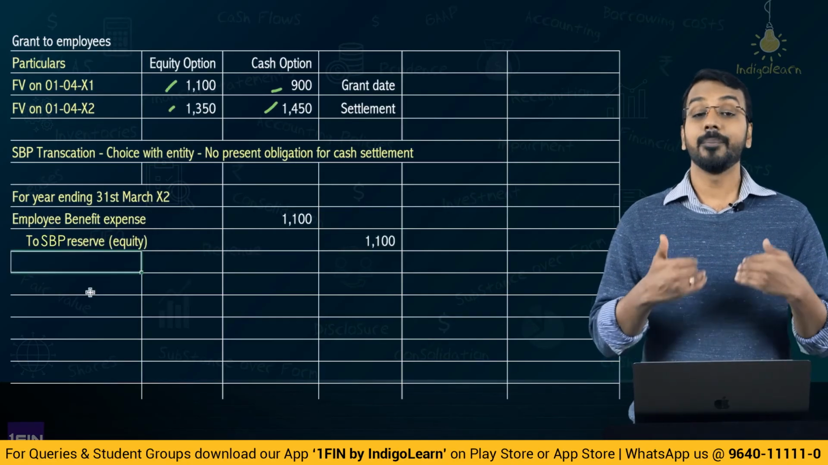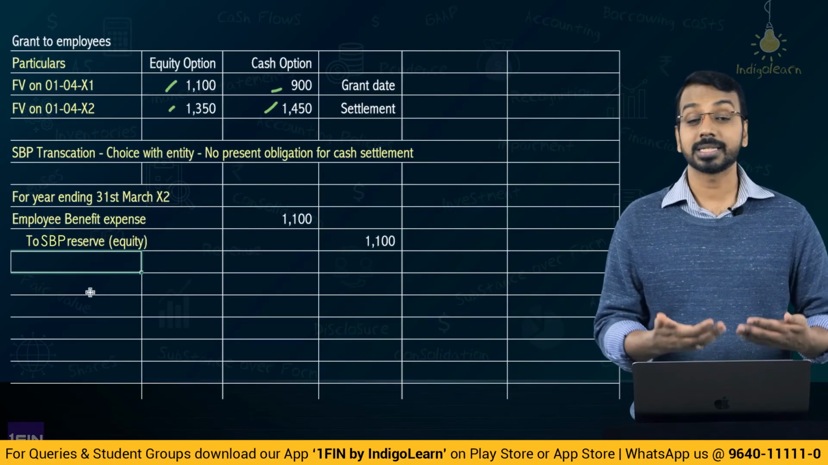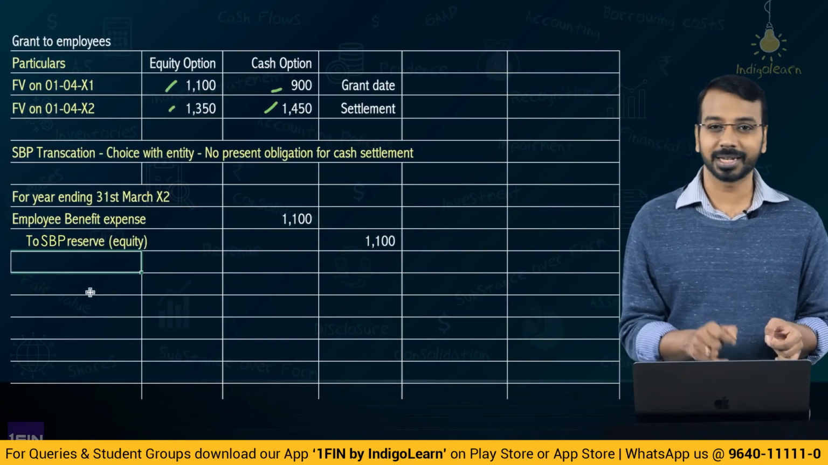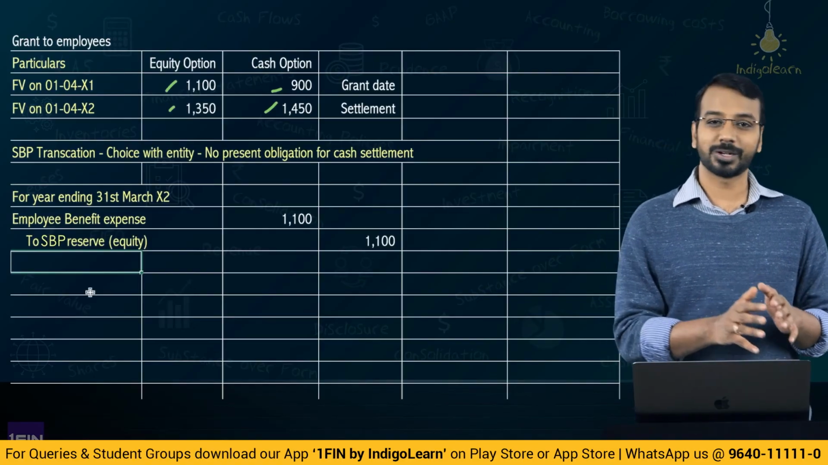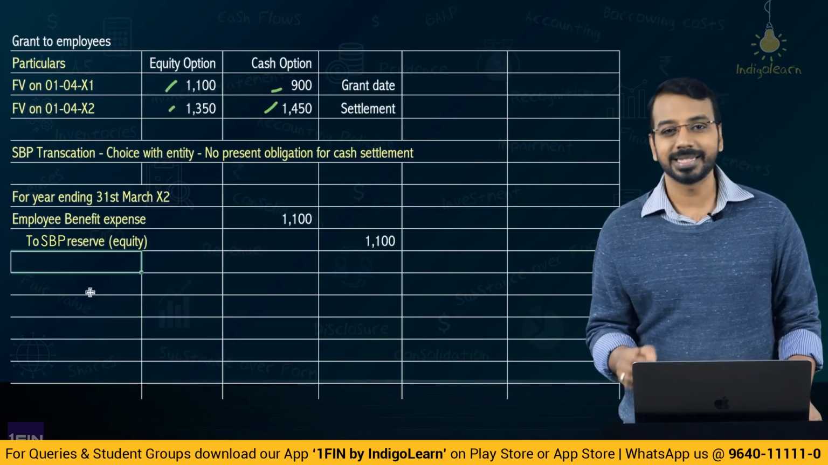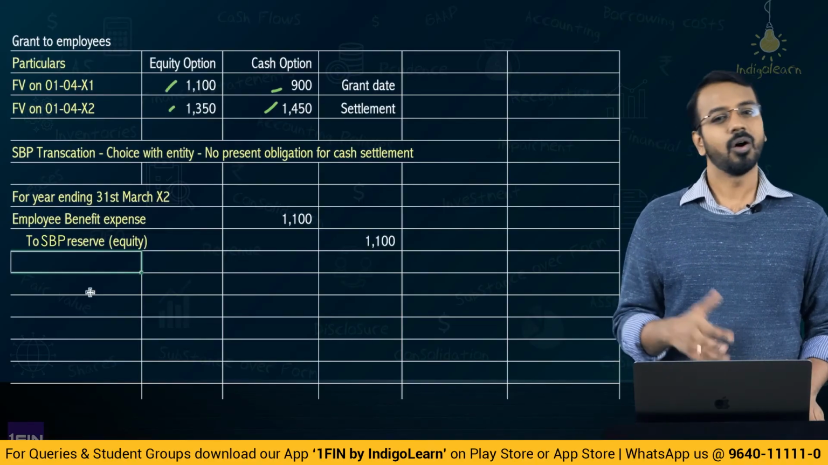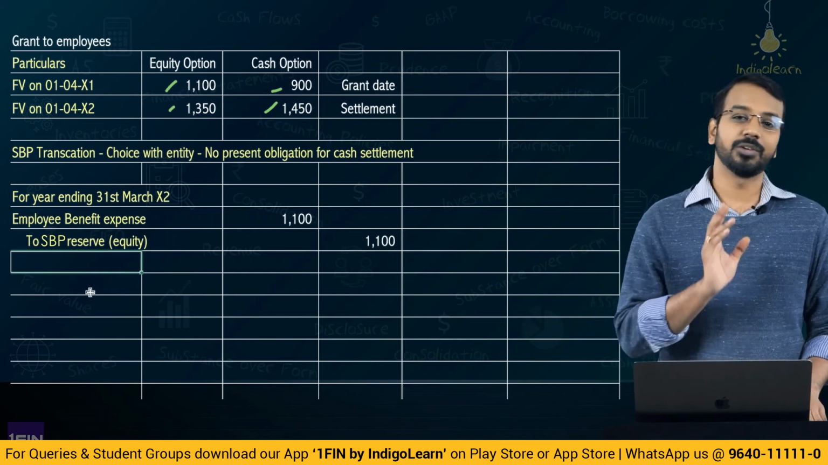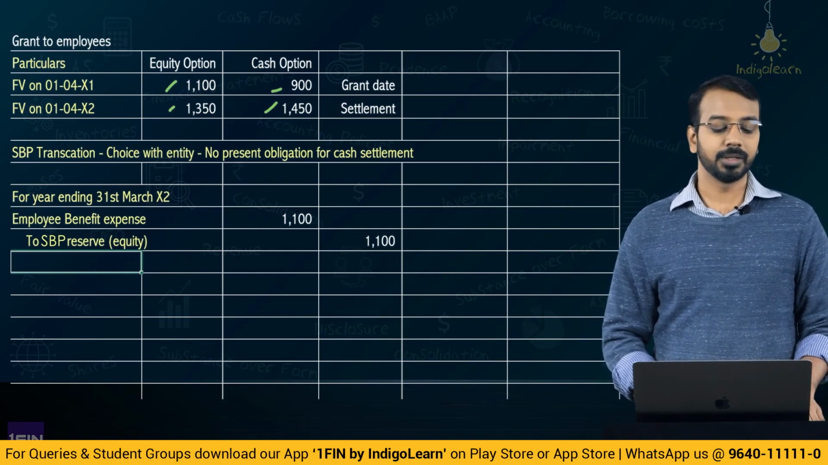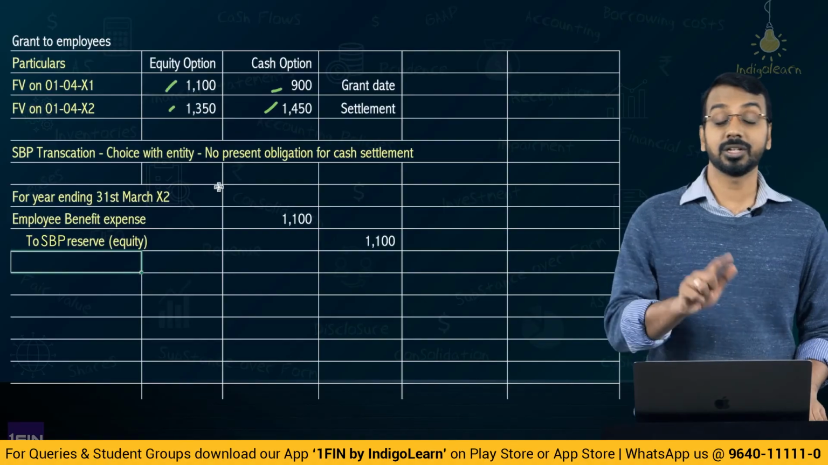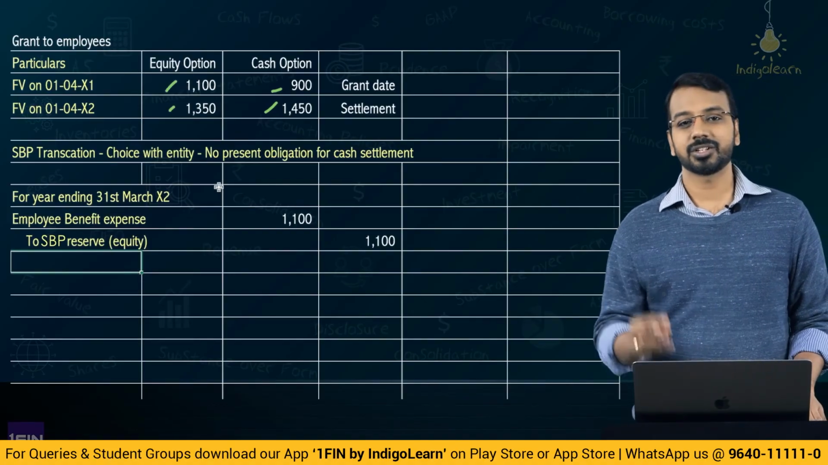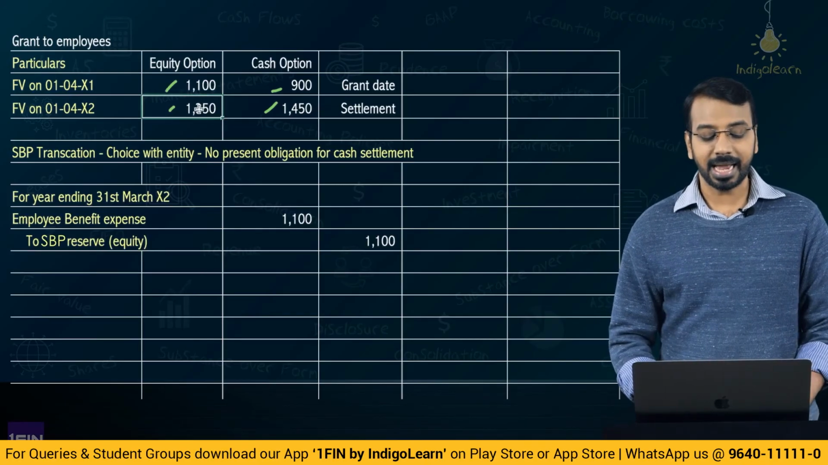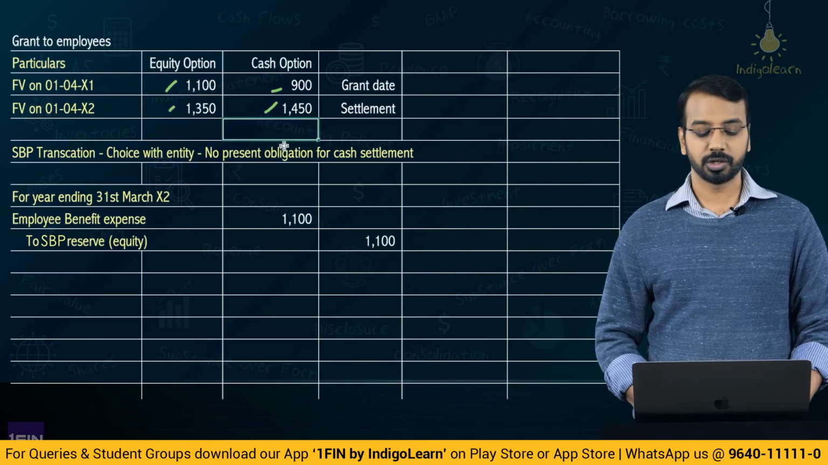Now, the entity has the choice, and the settlement can be either through equity or through cash. At the time of recognition, we determined that there is no present obligation, and hence we recognized it as an equity settled transaction. On the settlement date, the entity can decide, okay, I'll give cash or I will give equity shares. Say, for example, the entity settles the transaction as an equity settled transaction and issues equity shares. In that case, the first thing that you have to check is whether it is the higher option or the lower option. What you need to check?